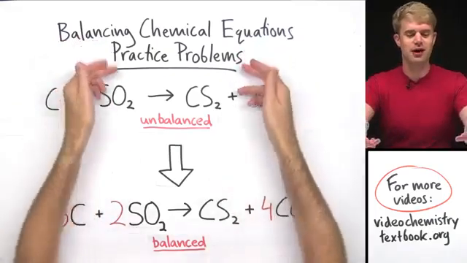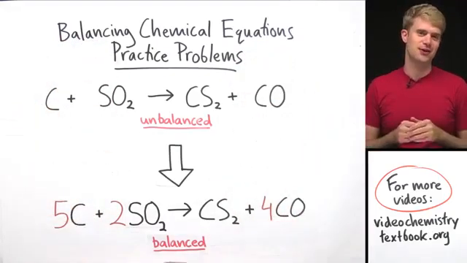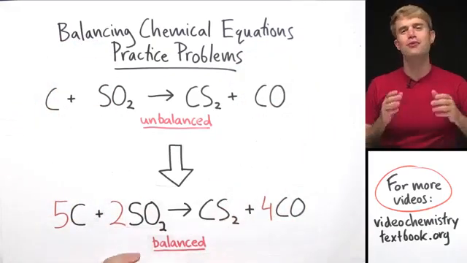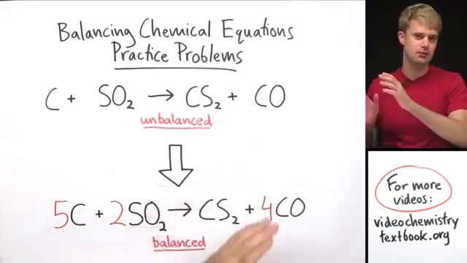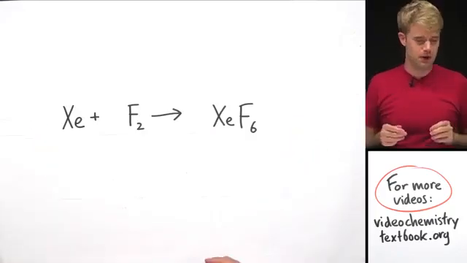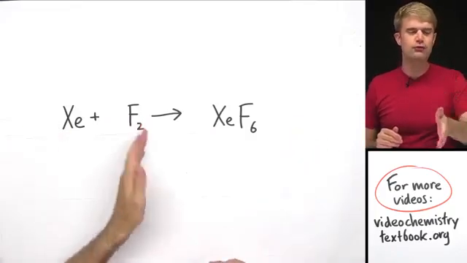Let's do some practice problems for balancing chemical equations. We'll start off with some examples that are pretty basic and straightforward, and then the problems will get more challenging as we move on. Here's our first equation. We got xenon and fluorine.